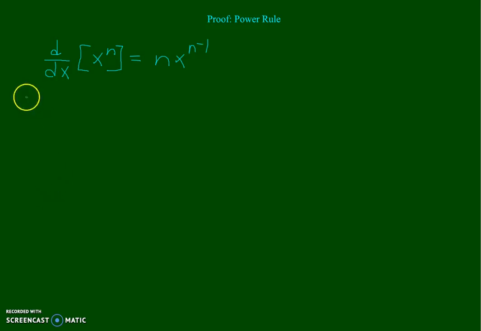And so we have the limit as delta x approaches 0 of x plus delta x to the n minus x to the n over delta x. Now to continue, we're going to have to do a binomial expansion of this.